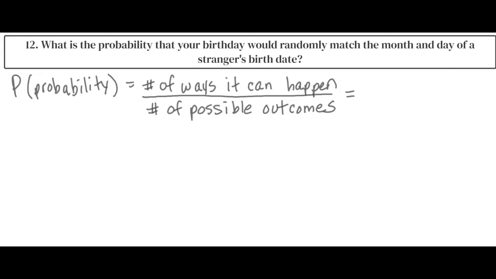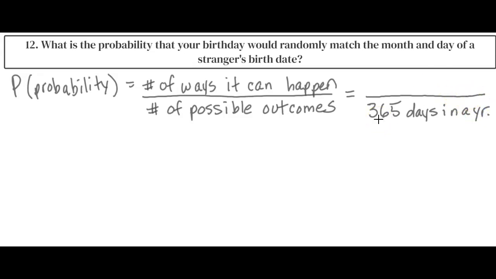The probability is the number of ways it can happen, which is the numerator, number on top, divided by the number of possible outcomes. We'll start with the denominator, meaning the bottom part, which is the number of possible outcomes. What are the number of possible outcomes in this case? This would be, how many days are in a year? 365 days in a year.